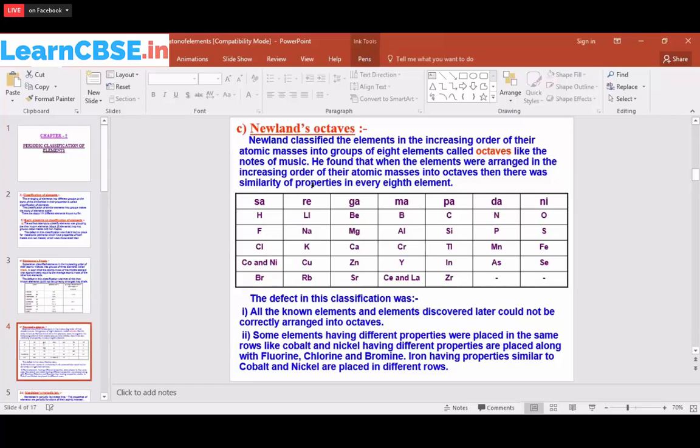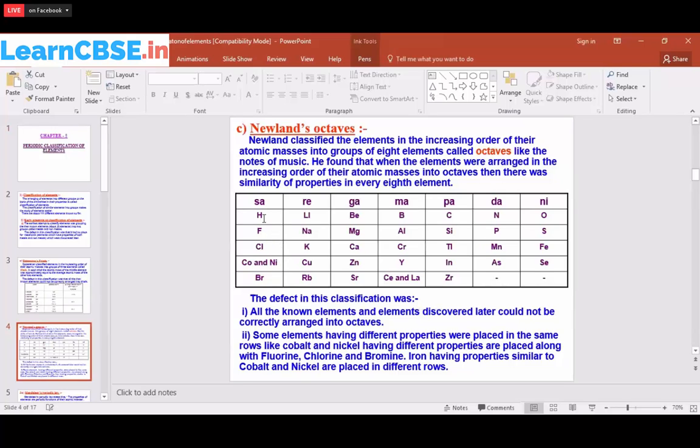So, like the notes of music, they arranged the elements by increasing atomic masses, so that there were similar properties. So Sa, Ri, Ga, Ma, Pa, Da, Ni, Sa. The first one and the last one swaras are the same.